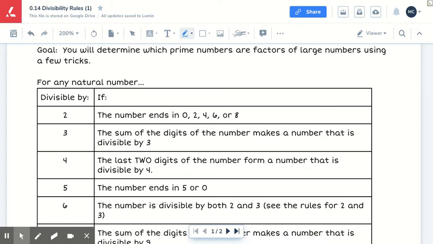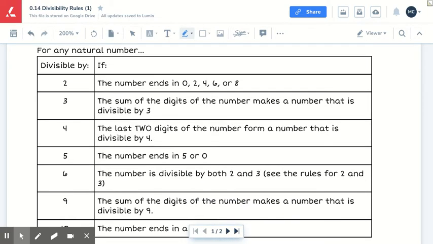For any natural number, that number is divisible by 2 if it ends in 0, 2, 4, 6, or 8. So perhaps an easier way to say that would be if it's an even number, it's divisible by 2. Any natural number is divisible by 3 if the sum of the digits of the number makes a number that is also divisible by 3. We talked about that one before.